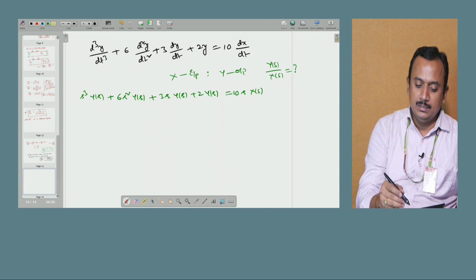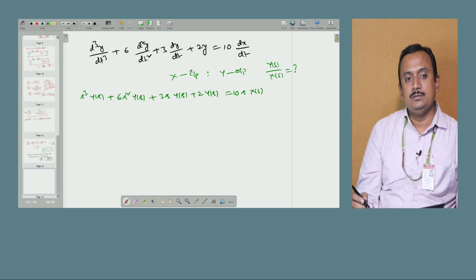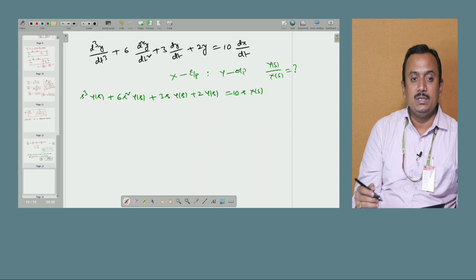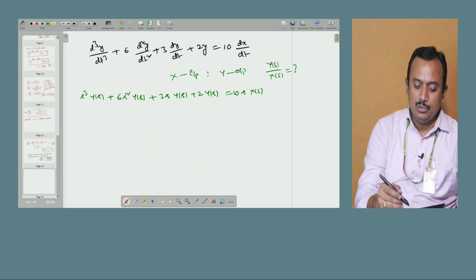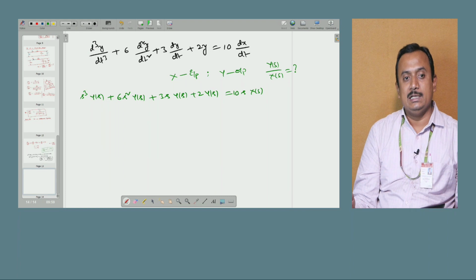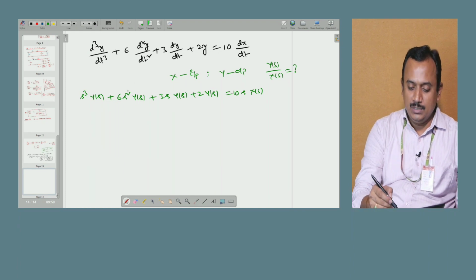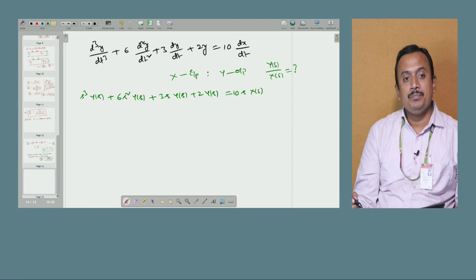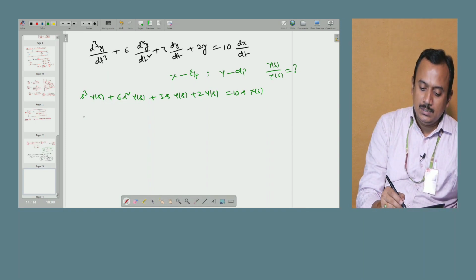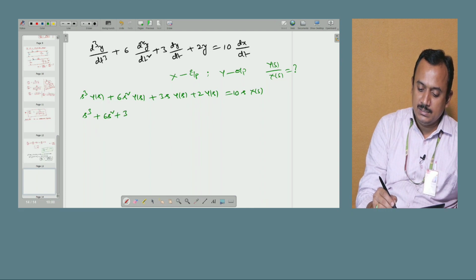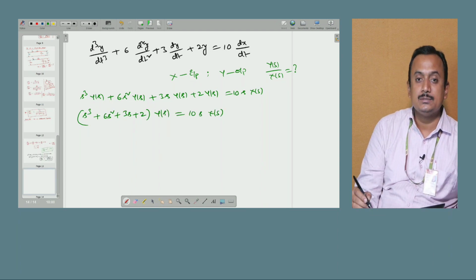I repeat, since it is a third order differential equation, when you apply the Laplace transform, since it is d cube, correspondingly you are going to get s cube. Similarly for d square you will have s square. Similarly for dy by dt you have s term. For y anyhow y of s. So if I take y of s common, s cube plus 6s square plus 3s plus 2 into y of s is equal to 10s into x of s.